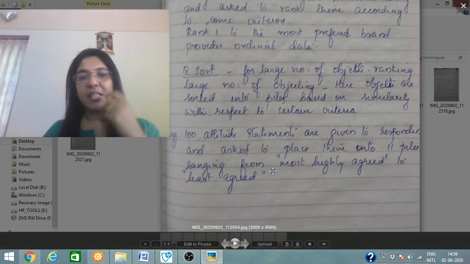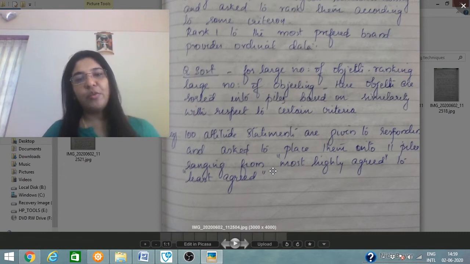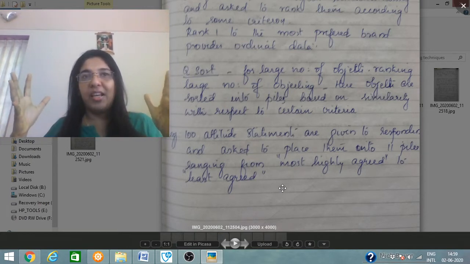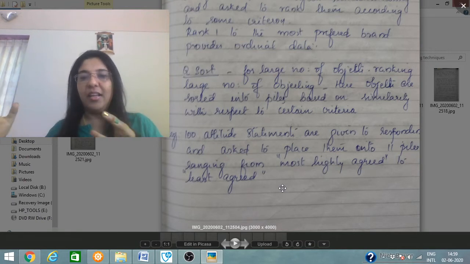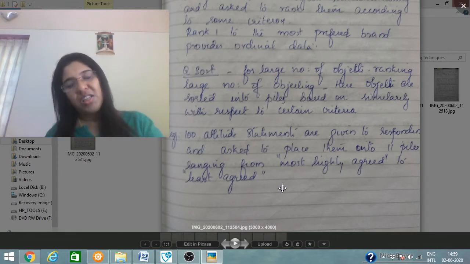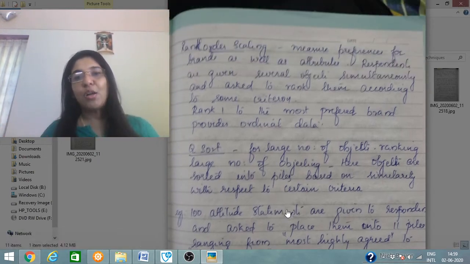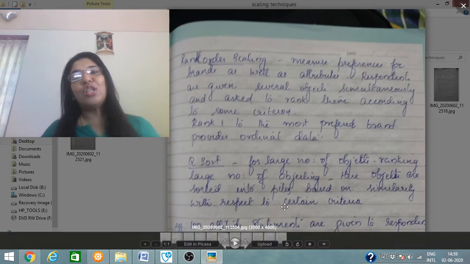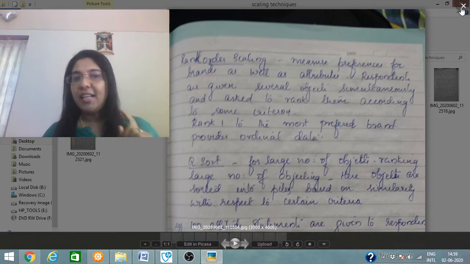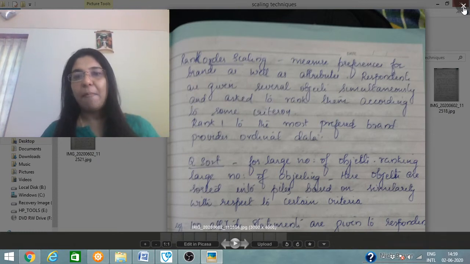An example is 100 attitude statements given to respondents, who are asked to place them into 11 piles ranging from most highly agreed to least agreed. The first pile is most highly agreed, the second pile is highly agreed, the third pile is moderately agreed, the next pile is agreed. Like that you can divide it into 11 piles. That is called Q sort. It is an extension of rank order type of scaling. Rank order scaling comes under ranking scales or comparative scales.